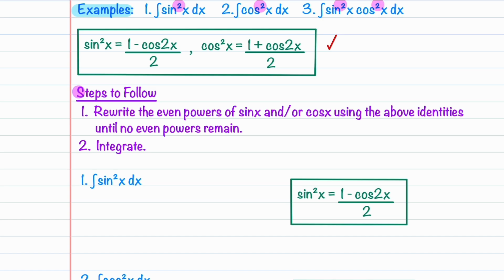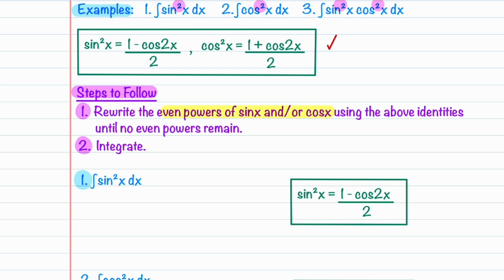I've written down 2 steps that we're going to follow. We're first going to rewrite the even powers of sine x and/or cosine x using these identities until no even powers remain. I'll show you exactly what that looks like. And then we just have to integrate. Let's look at our first example. This is a classic one.